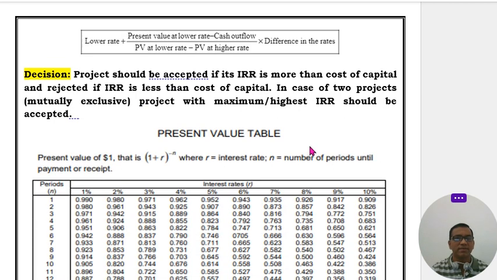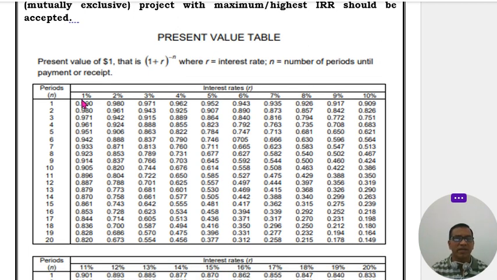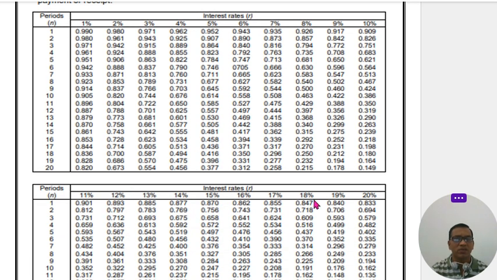Let us see. This is the table I am using. I downloaded it from Google. Any financial management textbook also has these tables at the back, and you can download them from Google too. Present value table at different rates of return. This is 1%, 2%, 3%. The columns are rates of return, discounting factors, and these are the number of years: 1 year, 2, 3, 4, 5, and continuing 11, 12 up to 20%.